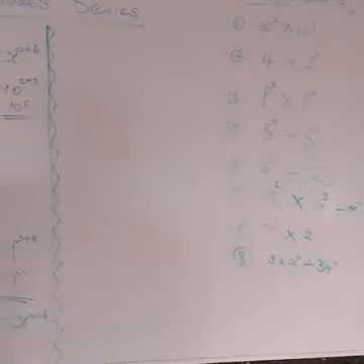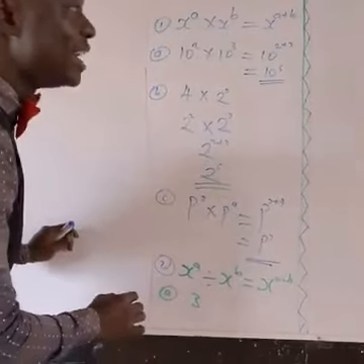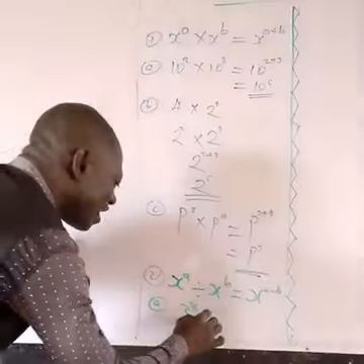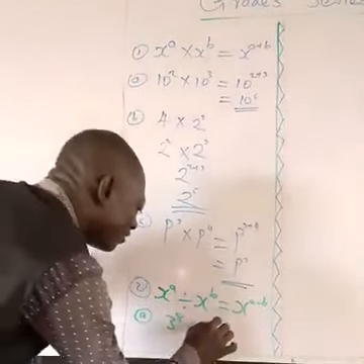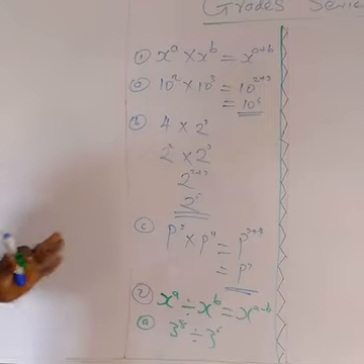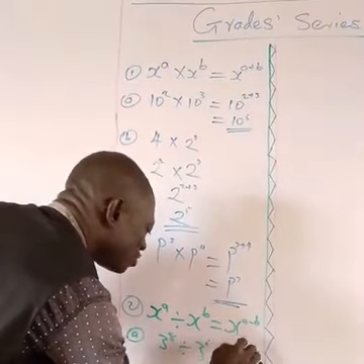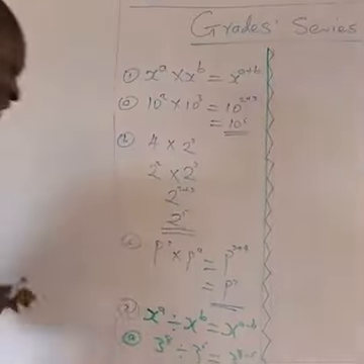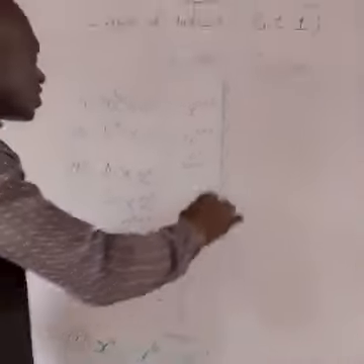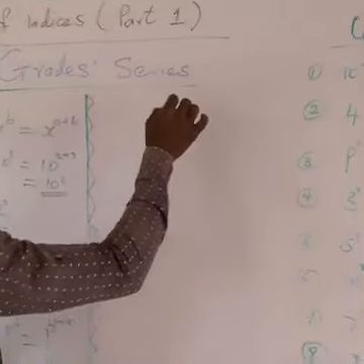we are going to have it as 3 raised to power 8 divided by the same base 3 raised to power 5. And the law is telling you, don't worry about the division. Just say 3 raised to the power 8 minus 5. 3 raised to the power 8 minus 5 will give us 3 raised to the power 3.